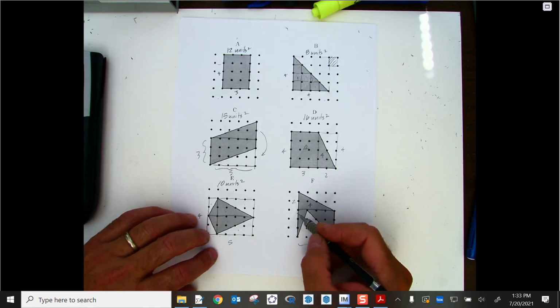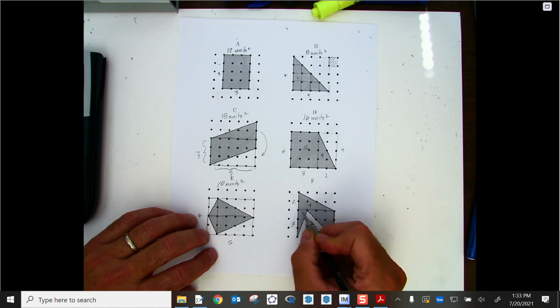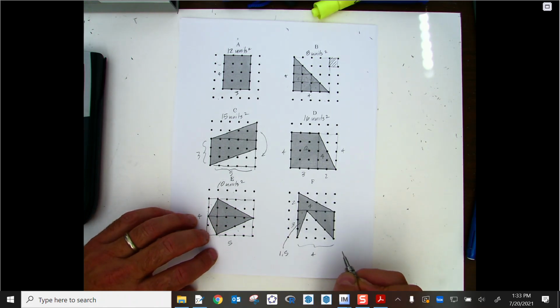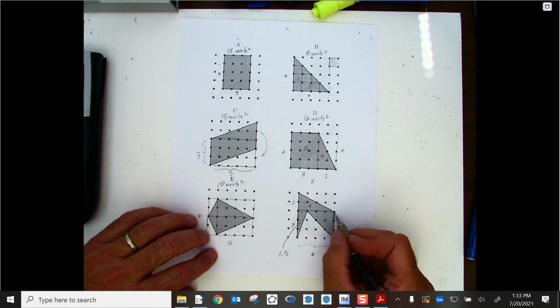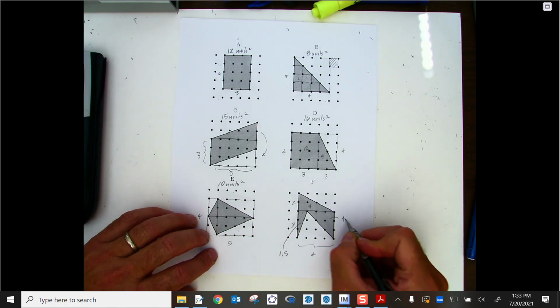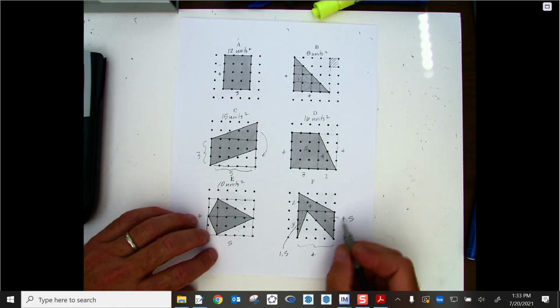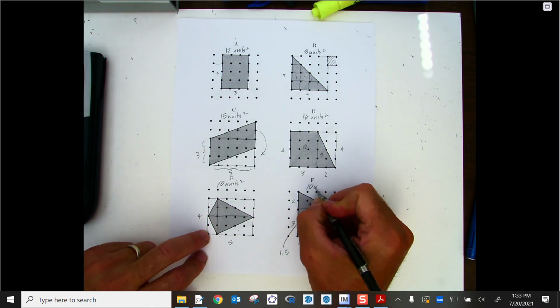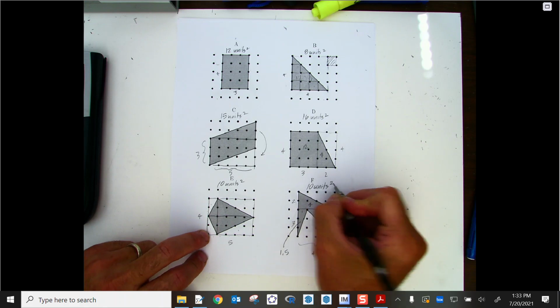And I know this guy is half of a 3 by 1, right? So that's got to be 1.5. And then this is half of a 3 by 3, so this has got to be 4.5. So 4, 5, 6, 7, 8, 9, 10. So 10 units squared is what we have to have here.